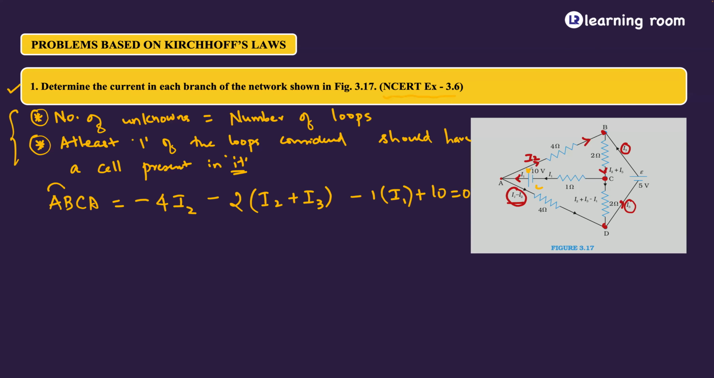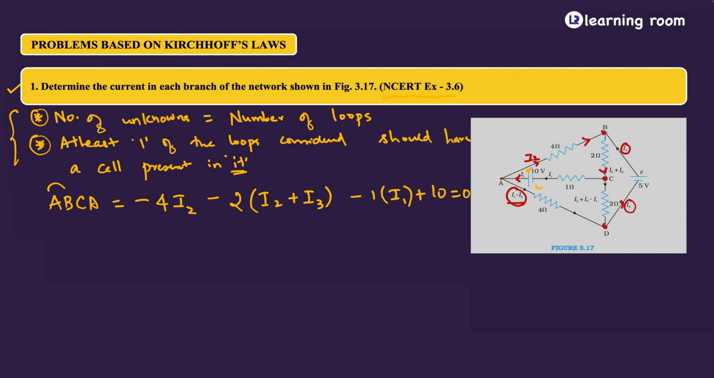Am I clear with this? Okay. And listen to this. One more important point I would like to stress here is, when you take a loop, you should always count the number of elements that are present in the loop. How many elements are there? 4. 3 resistors, 1 cell. So the number of terms in the expression should be 4.